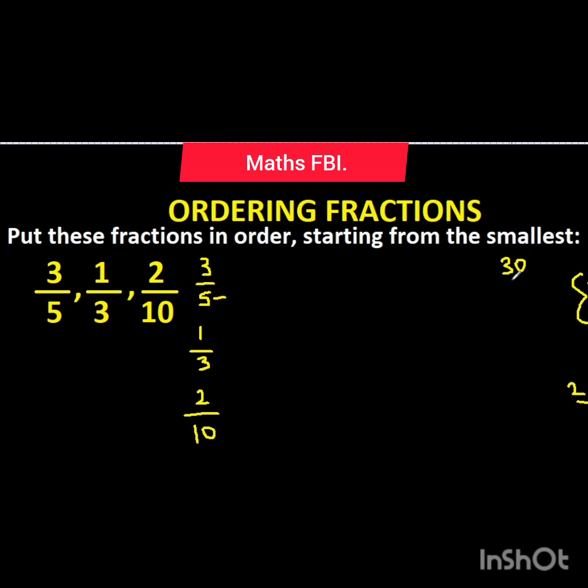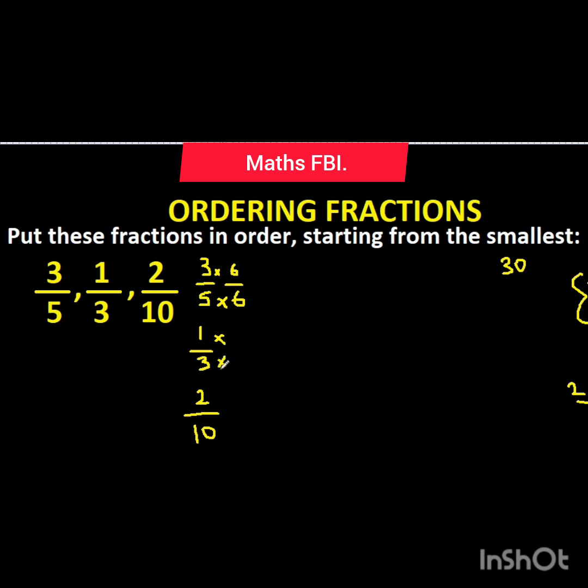So now the next thing to do, we're going to multiply this denominator by a number that must give us 30. So what number do you multiply by 5 to have 30? That will be number 6. So if we multiply the denominator by 6, the numerator as well must be multiplied by 6. So we'll do the same to this.